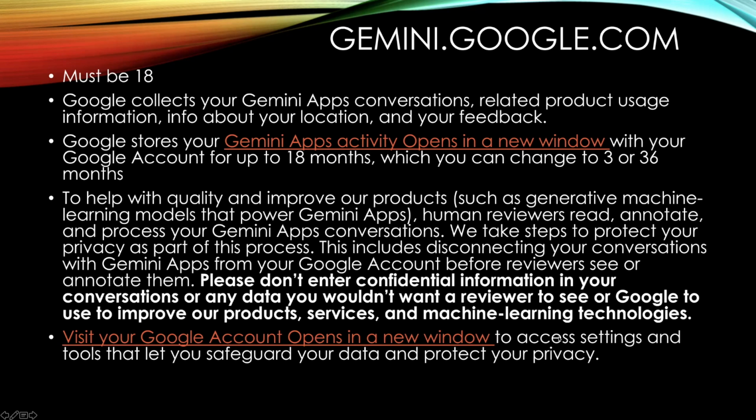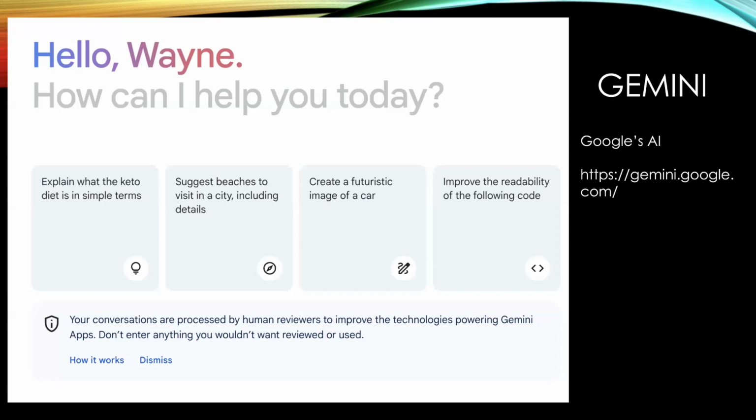You can adjust some of the settings and tools about data and privacy. Just a couple of images of the screens. So this is what the Gemini looks like when you open it up. It throws out some examples of things that you can ask it.